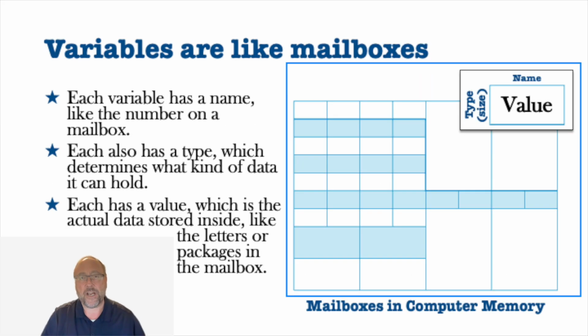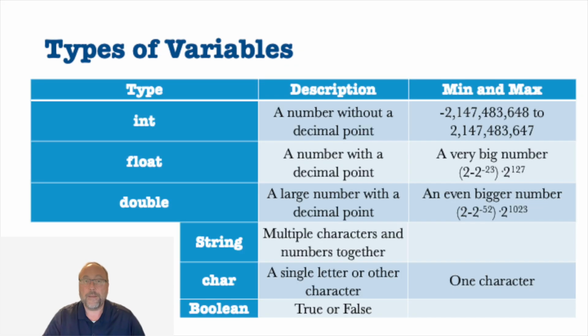So let's continue this thought about mailboxes. Like a mailbox that has a number on it, a variable has a name, and we get to choose what that name is in most cases. It has a type, that's how big or how small it is, the kind of things that you can put in it. And then it actually has a value, like a package or an envelope in a mailbox: a number, a name, a date, any of those types of things.